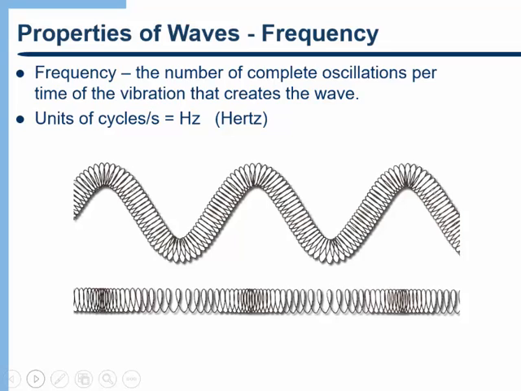The next important property of a wave is the frequency. So we know what frequency means from simple harmonic motion. It's just the number of oscillations per time. And we use the unit of hertz, meaning cycles per second, for that. In this case, though, what we're referring to is the frequency of the vibration that created the wave. So for example, if I'm shaking my hand back and forth with a frequency of 3 times per second, then the frequency of the wave is 3 hertz.